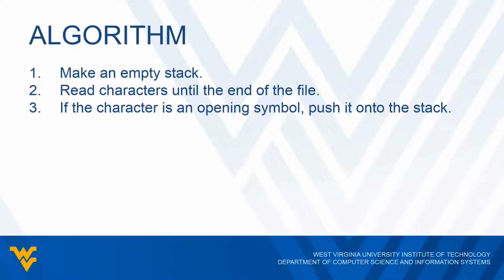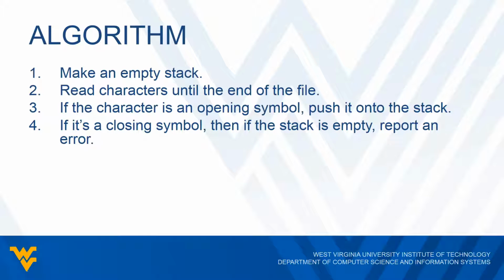Now, if we read a character that is an opening symbol, so we're talking about a left curly brace or a left square brace or a left parenthesis, a left symbol, we're going to push that onto the stack. If we read a closing symbol, so a right parenthesis or a right curly brace or a right square bracket, then we're going to check a couple things. We'll check, first of all, if the stack is empty, then we need to report an error, because that means there isn't a corresponding left symbol with that closing right symbol. Now, if the stack is not empty, then we'll pop the stack, we'll take whatever's on top of the stack, and then we'll compare that symbol with the right symbol.